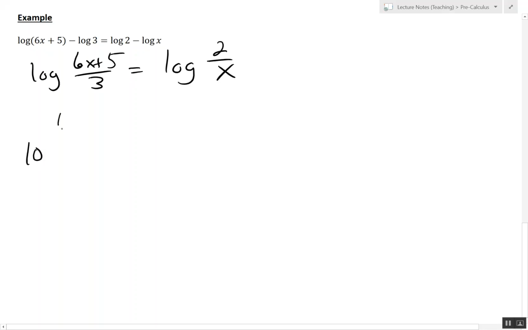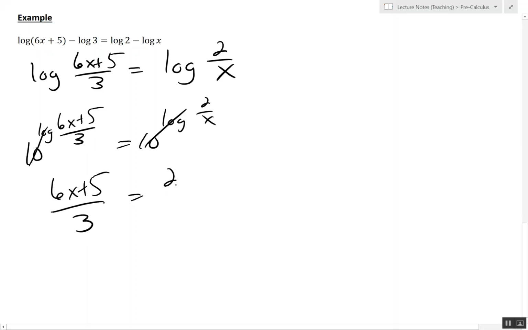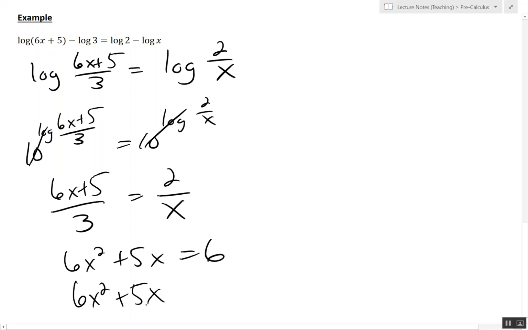Now, since this is still base 10, we can make both sides of the equation the exponents of an exponential function with base 10, so we can cancel off the logs. We get that (6x plus 5) over 3 equals 2 over x. And so this means that 6x squared plus 5x is equal to 6 by cross multiplying. So we'll have 6x squared plus 5x minus 6 is equal to 0.